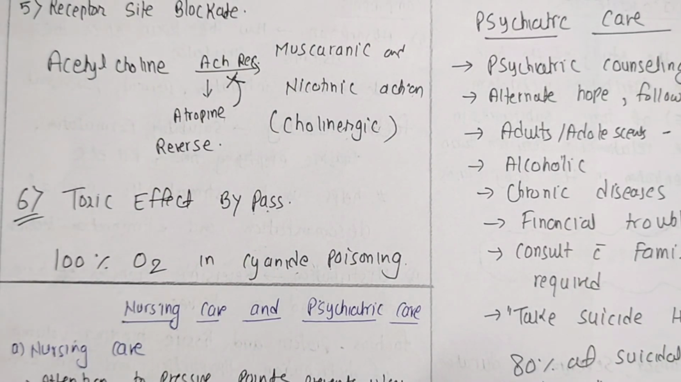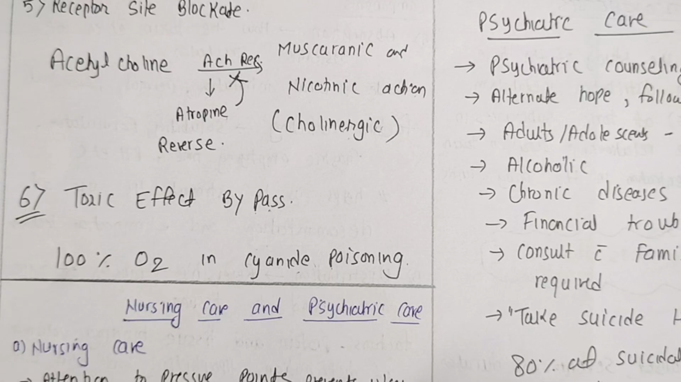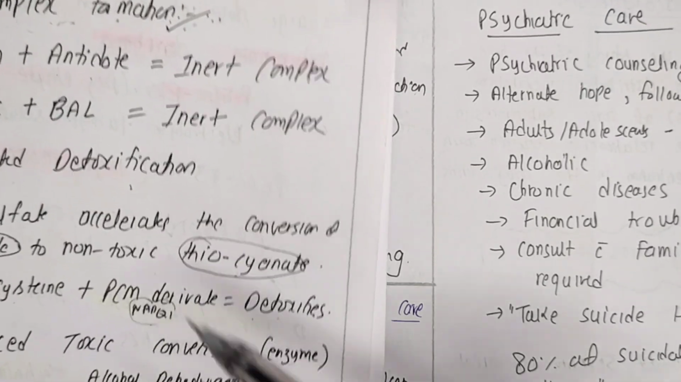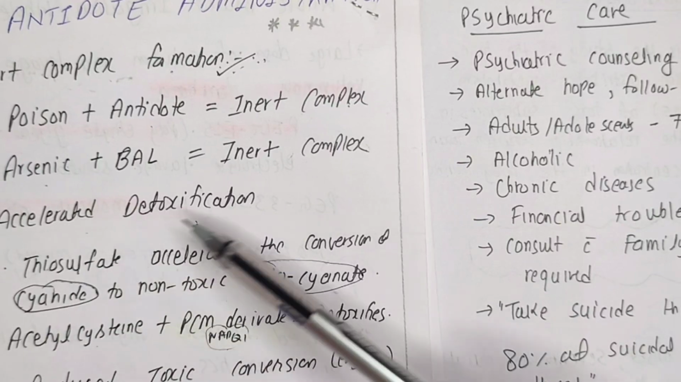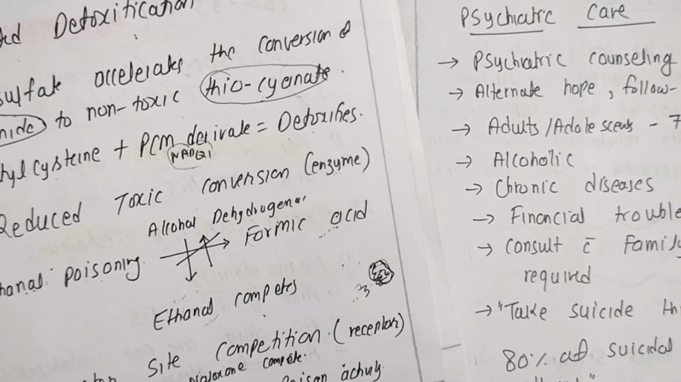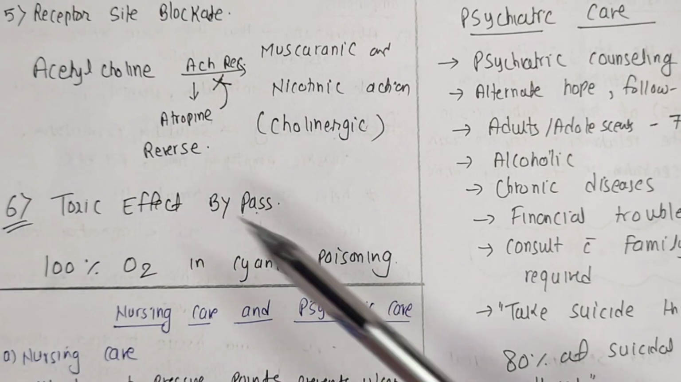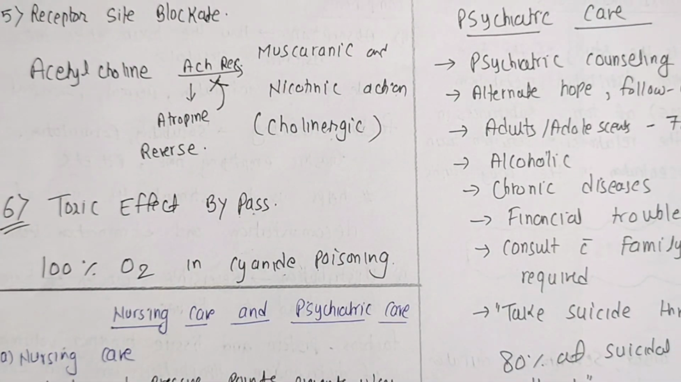So these are the 6 different types of mechanisms involved in the functioning of antidotes. Let's revise one by one. First is inert complex formation. Second is accelerated detoxification. Third is reduced toxic conversion. Fourth is receptor side competition. Fifth is receptor side blockade. And sixth is toxic effect bypass.